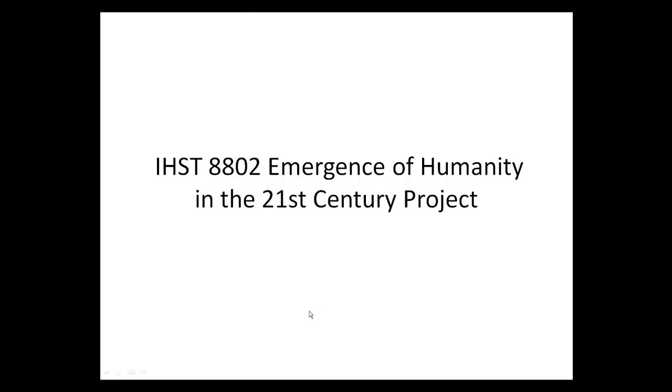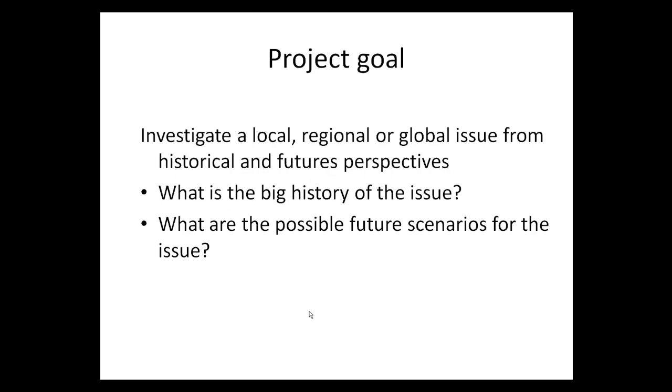In this presentation I'm going to talk about the project for the Unit IHST 8802, Emergence of Humanity in the 21st Century. The goal of the project is to investigate a local, regional or global issue from historical and futures perspectives, and in developing your project there are two questions that you might want to focus on. The first is, what is the big history of the issue? And the second, what are the possible future scenarios for the issue?